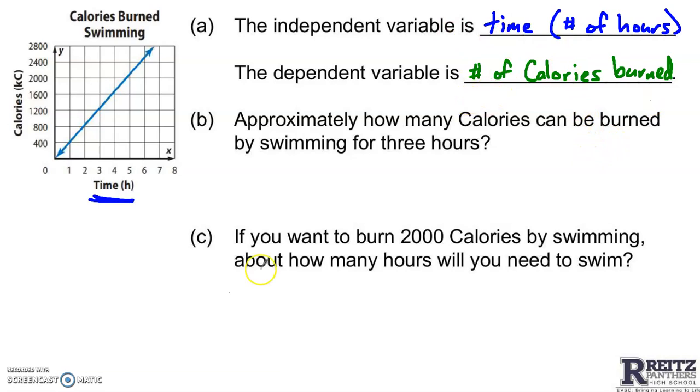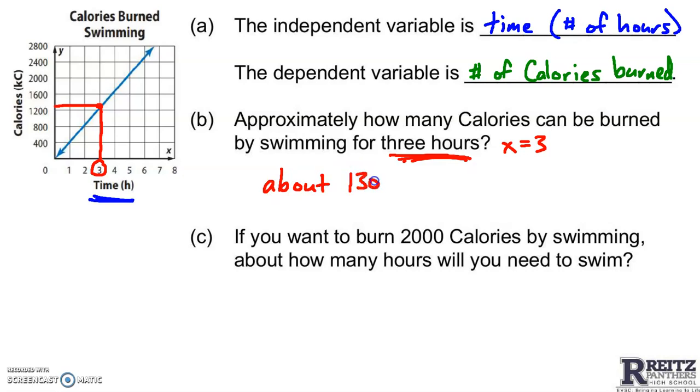So that's part A. Part B says approximately how many calories can be burned by swimming for 3 hours. That asks me to look at x equals 3. So x is 3 is right here, 3 hours. So about how many calories is that? Well, it's more than 1,200, I think, just a little bit. I'll say maybe that's about a quarter of the way between 1,200 and 1,600. Maybe I'll say about 1,300 calories.